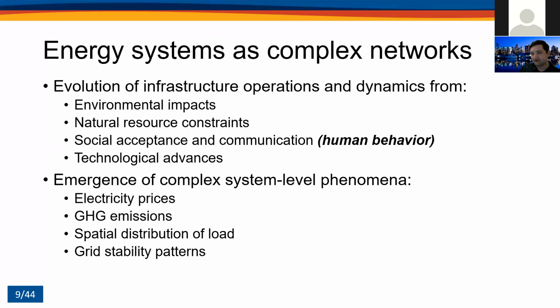Now, also the idea of evolution, where energy systems are evolving. Their infrastructure operations and dynamics can evolve and adapt because of environmental impacts, natural resource constraints, social acceptance and communication. Really, the human behavior should be highlighted there because word of mouth really influences the infrastructure, and we can prove that with some of this modeling. Also, technological advances. And then the emergence of what we can be really thrilled about and seeing, and what utility managers want to know is, the emergence of electricity prices or the profile of that electricity price, greenhouse gas emissions, spatial distribution of load, and also grid stability patterns. Okay, this is looking at it.